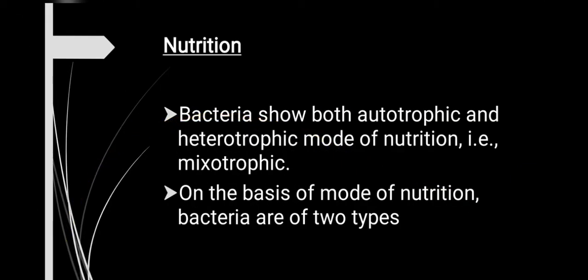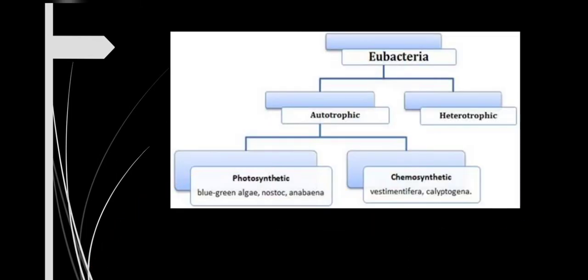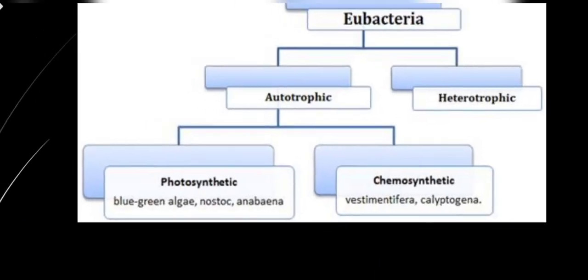The modes of nutrition of bacteria are both autotrophic and heterotrophic. That means they are mixotrophic. They exhibit both autotrophic and heterotrophic modes of nutrition. Based on the mode of nutrition, there are two types, autotrophic and heterotrophic. Autotrophic bacteria are again divided into photosynthetic and chemosynthetic. Is it clear? Photosynthetic and chemosynthetic bacteria.